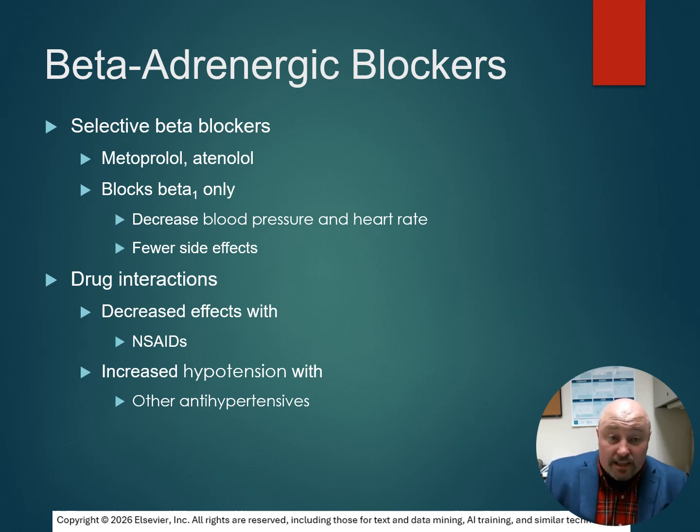In the case of selective beta blockers, this would include drugs like metoprolol or atenolol that you may have heard of. And these are selective because they block only the beta 1 receptors. They work to decrease the blood pressure and heart rate and tend to have fewer side effects than some other options. Keep in mind that it can have drug interactions with NSAIDs, and we want to use it carefully with other antihypertensives to prevent hypotension.